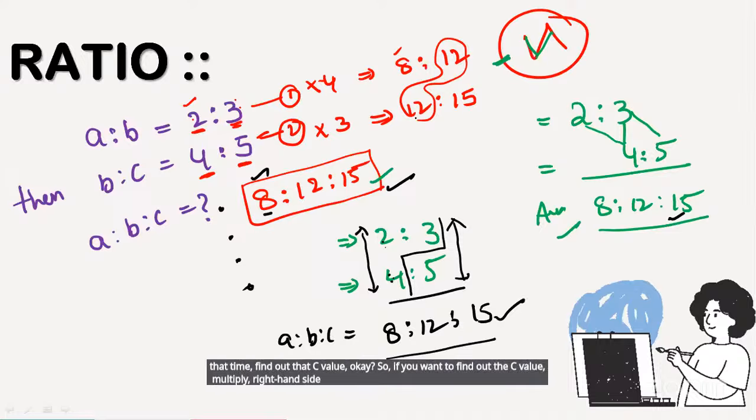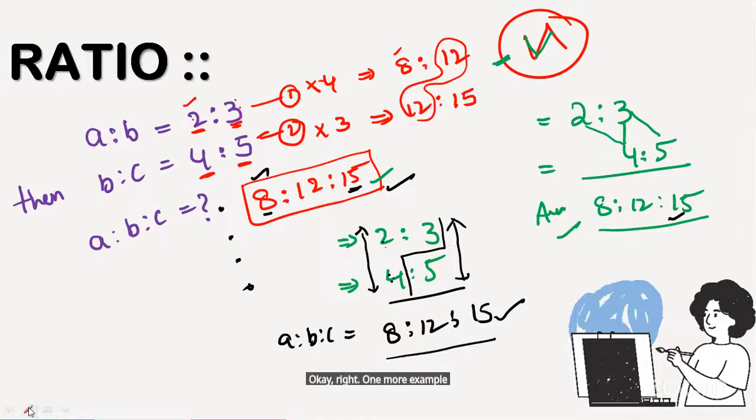3 5s are 15. Go through option verification. Only one option will have 15 in the unit place on the right hand side, and that option is the right answer. Okay, right. Let's see one more example.